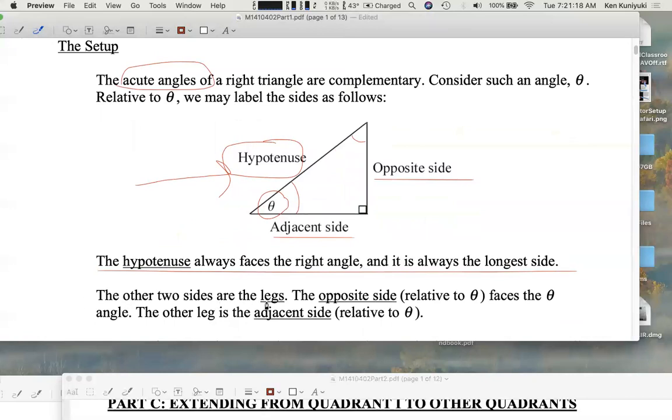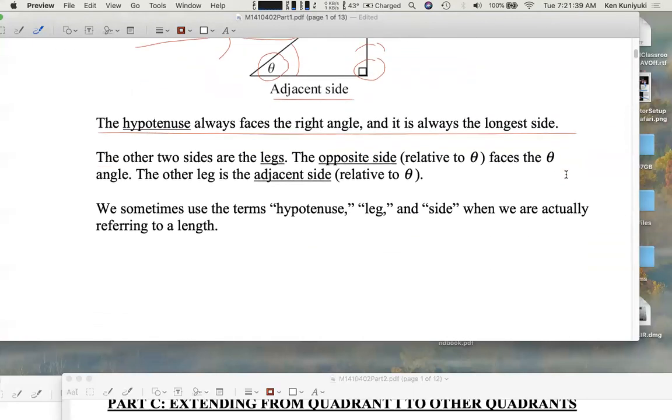So once again, the other two sides are the legs. The opposite side faces the angle. The adjacent side sort of makes up the angle, together with the hypotenuse. Remember, we're not focusing on this right angle here. We're focusing on one of these two acute angles that are complementary.